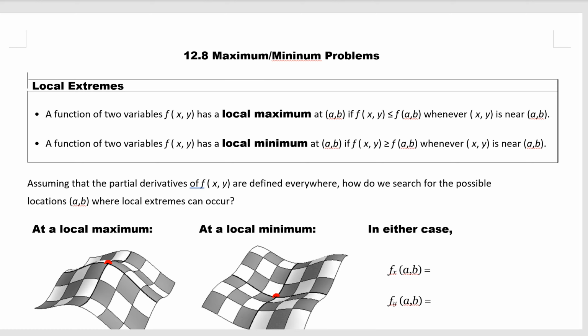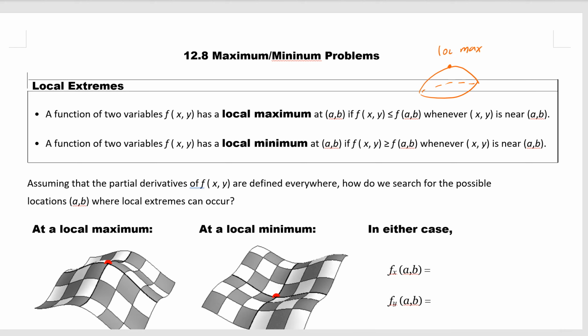Local extremums. A function of two variables f(x,y) has a local maximum at (a,b) if f(x,y) is less than or equal to f(a,b) whenever (x,y) is near (a,b). So the picture is like this. Okay, so (a,b) is the highest point. When (x,y) is near (a,b), f(x,y) is less than or equal to this point. Then we have a local maximum.